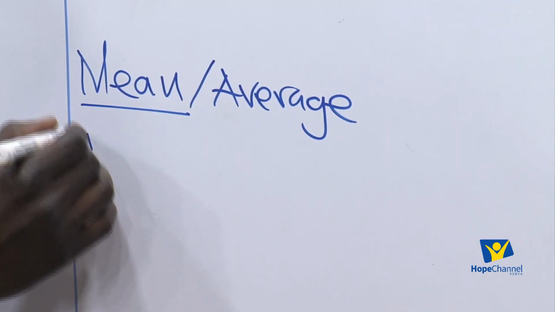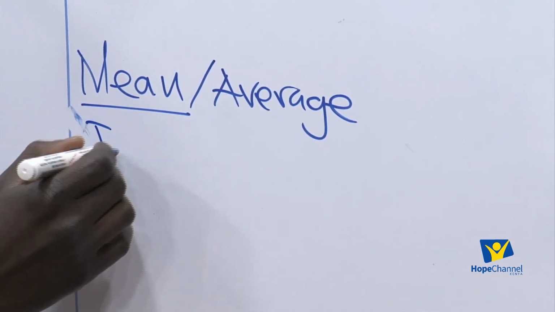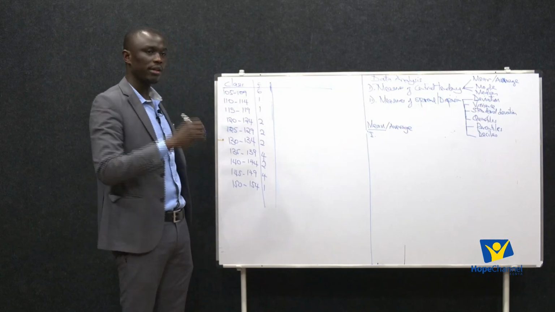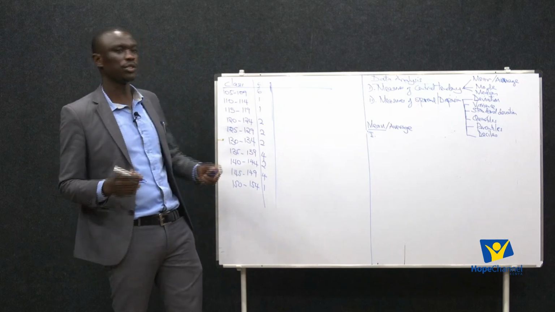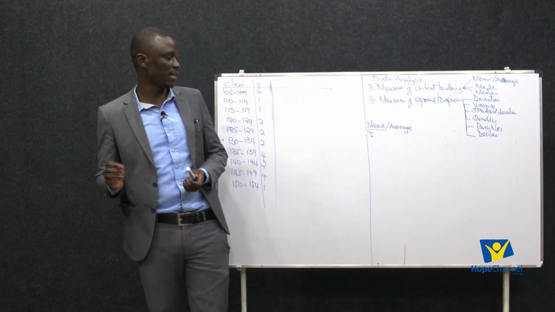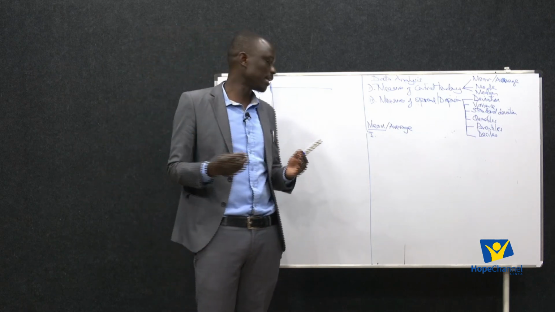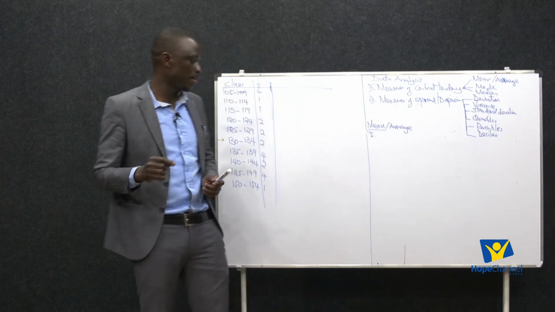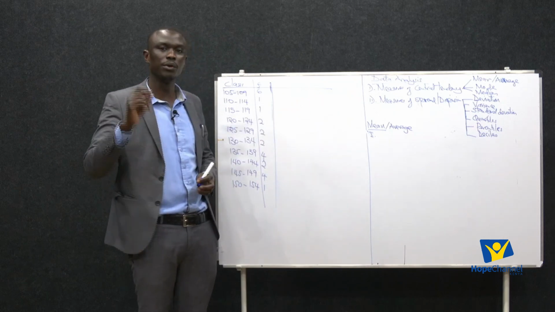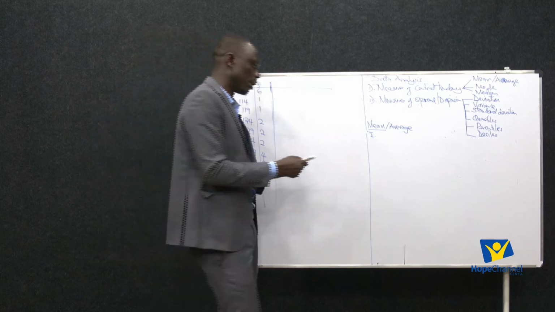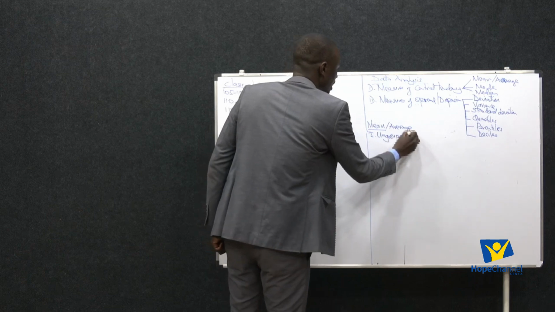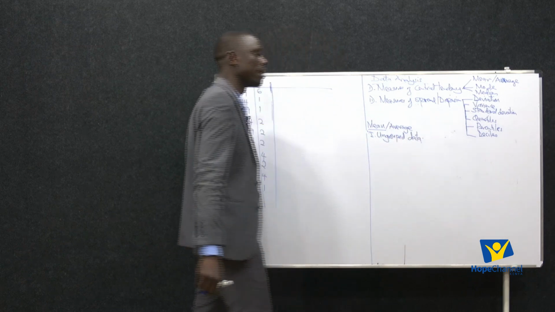So how do we calculate the mean? We are going to have two approaches: the approach when we are dealing with ungrouped data and the approach when we are dealing with grouped data. Always ask yourself that question, and I'm repeating it and emphasizing it because these measures will always go hand in hand with the type of data in question. So let's look at how we calculate the mean of ungrouped data.